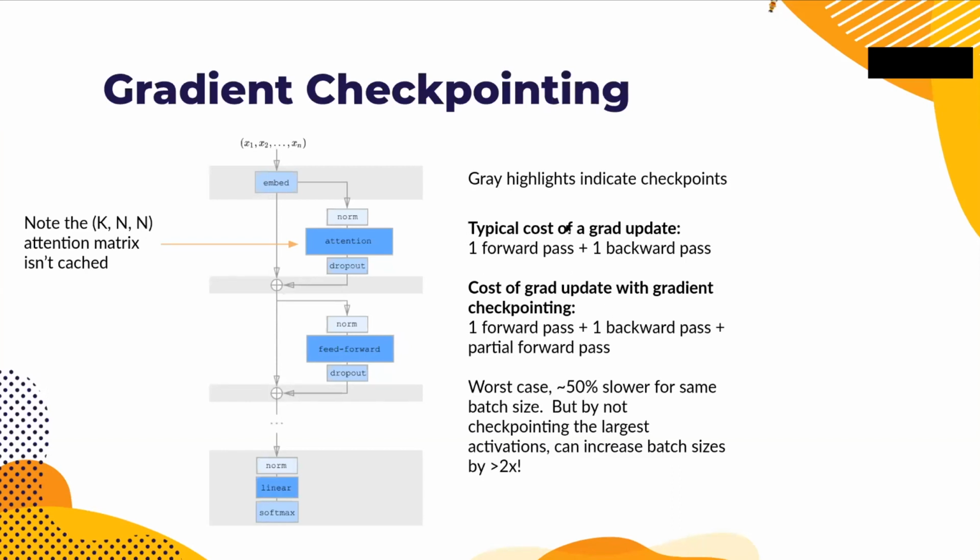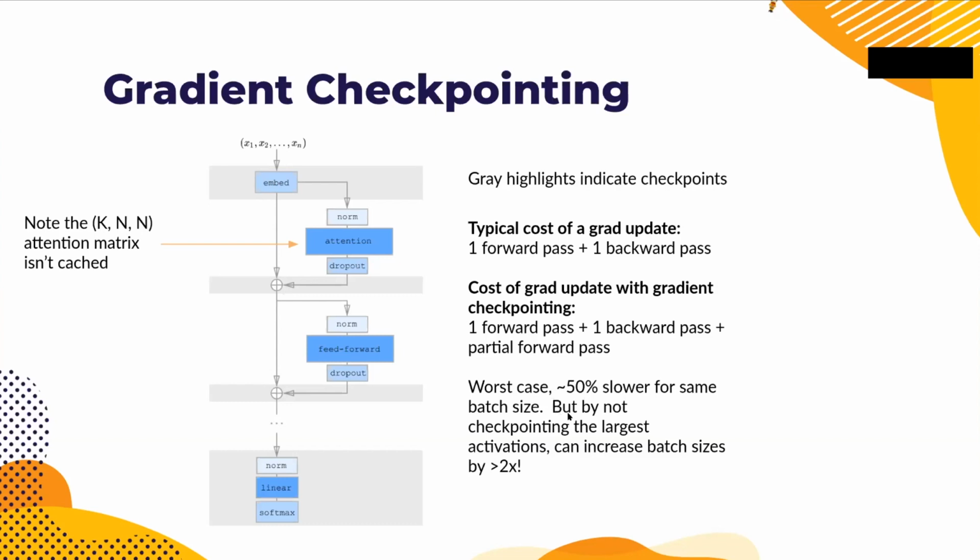If you want to do some quick math here, the typical cost of a gradient update is 1 forward pass plus 1 backwards pass. When we use gradient checkpointing, we have to do 1 forward pass plus 1 backward pass plus another partial forward pass to fill in the missing gaps. So worst case, this is something like 50% slower for the same batch size, because worst case, we'd be computing 2 forward passes and 1 backwards pass.